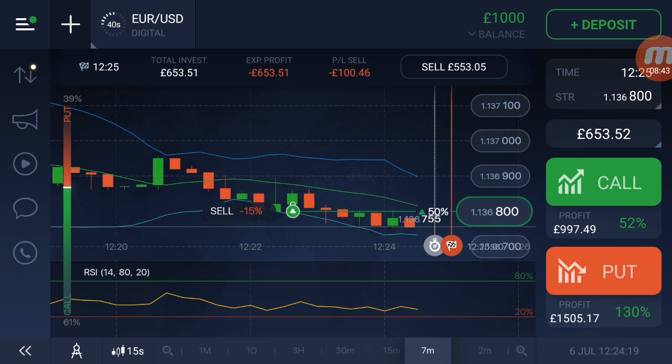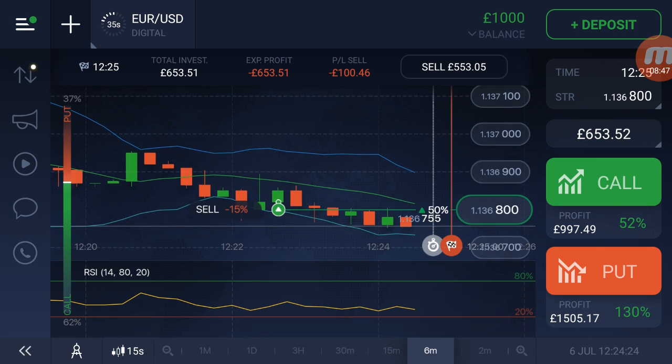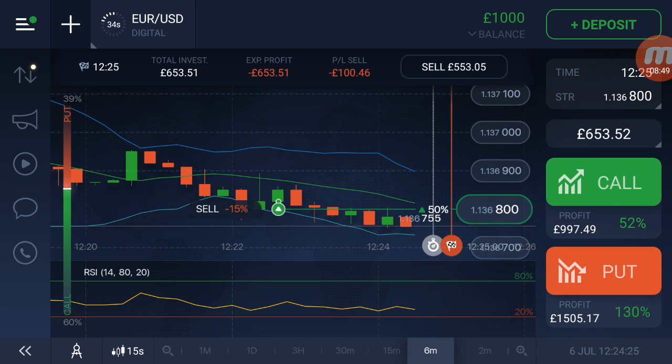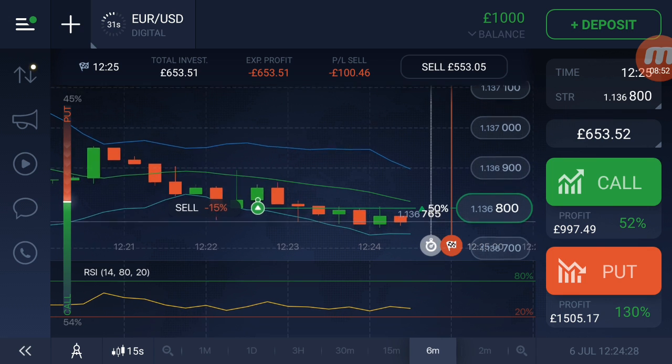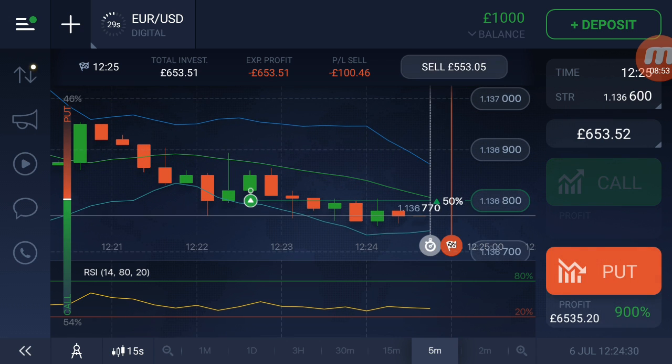If I go back, when I placed the trade at 12:24, you got a green, a big red, a green, and a small red, and then a big green. Those 5 candlesticks indicate it's coming to the bottom of the V. It's going to come down and it's going to go back up. Okay.